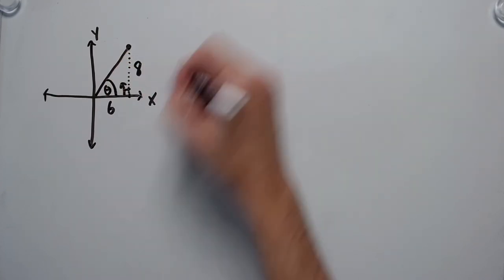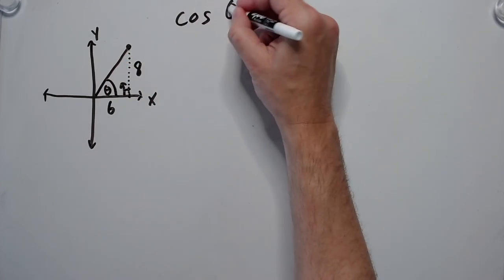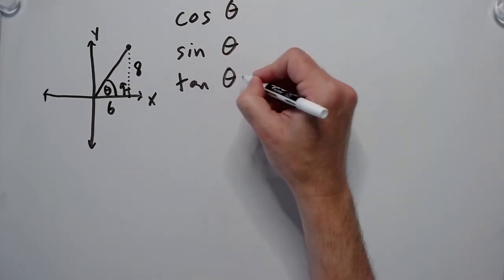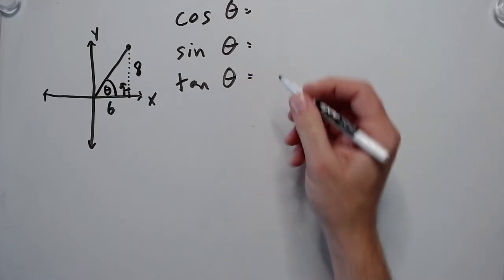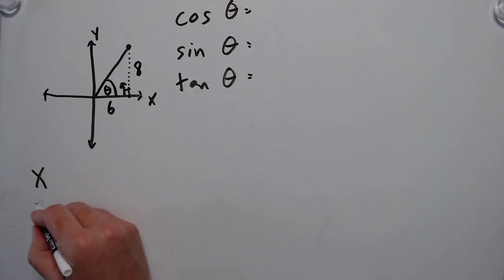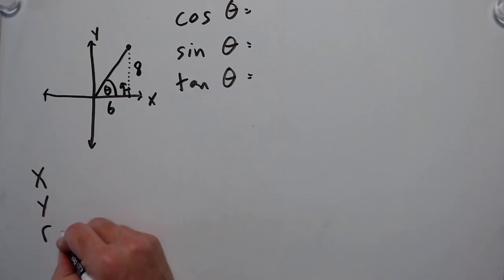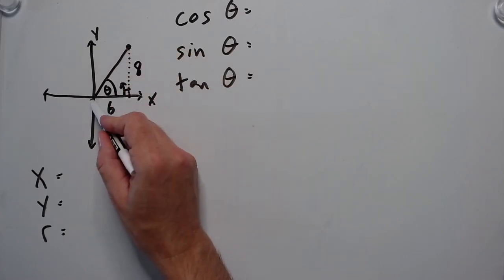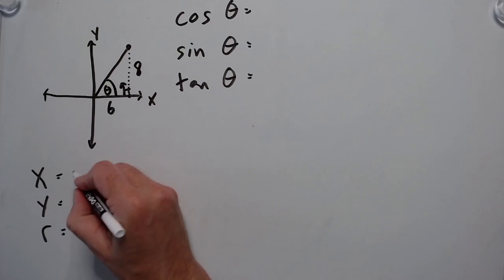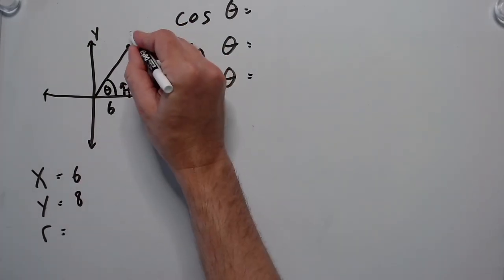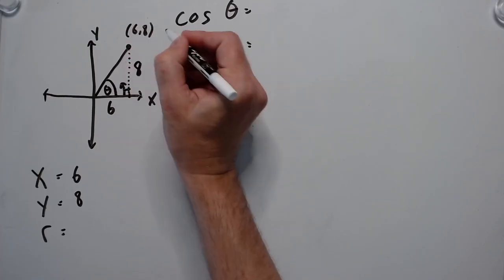So let's just write them out. We'll go over here. We got cosine theta, sine theta, and tangent theta equals, equals, equals. So to do that, we need x, y, and r. Let's see. We've got x, y, and r. So we're talking about this point here. What is its x value? Well, from the origin, we've gone over 6. So x, in this case, is 6. And we've gone up 8. So this point is 6, 8.